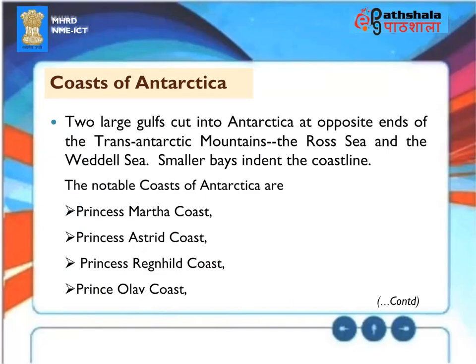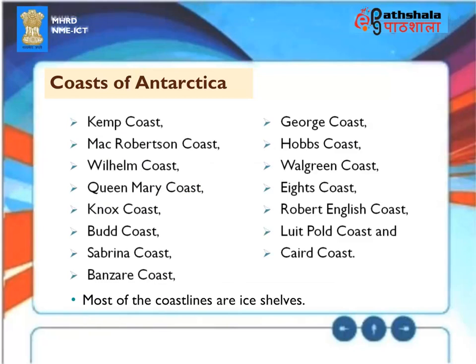Two large gulfs cut into Antarctica at opposite ends of the Transantarctic Mountains, the Ross Sea and the Weddell Sea. Smaller bays indent the coastline. The notable coasts of Antarctica are Princess Martha Coast, Princess Astrid Coast, Princess Regnhild Coast, Prince Olav Coast, Kemp Coast, Mac Robertson Coast, Wilhelm Coast, Queen Mary Coast, Knox Coast, Bud Coast, Sabrina Coast, Banzer Coast, George Coast, Hobbs Coast, Walgreen Coast, Yates Coast, Robert English Coast, Luitpold Coast, and Caird Coast. Most of the coastlines are ice shelves.